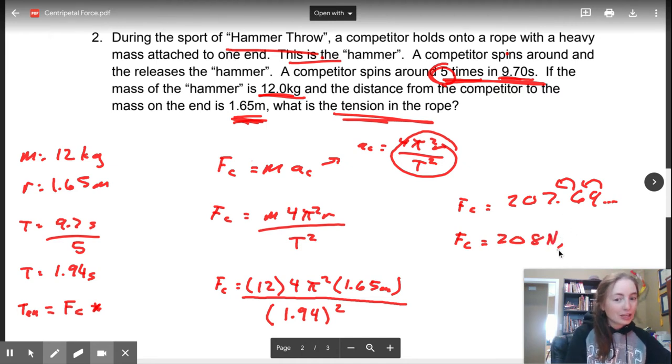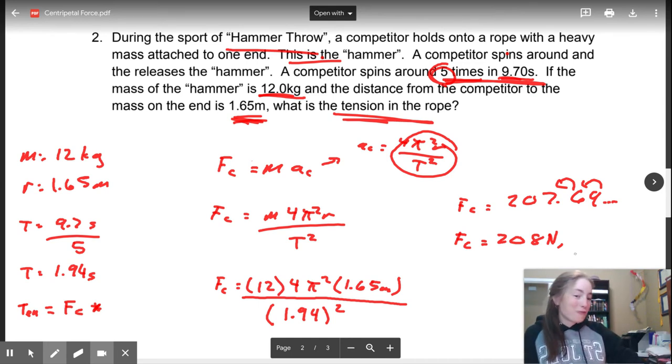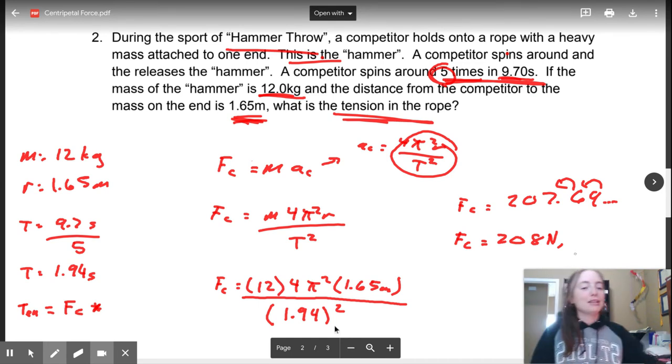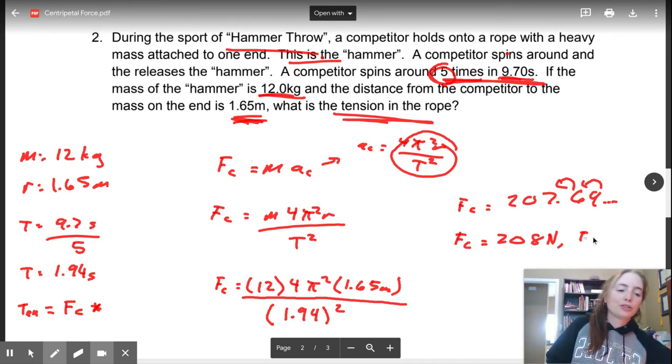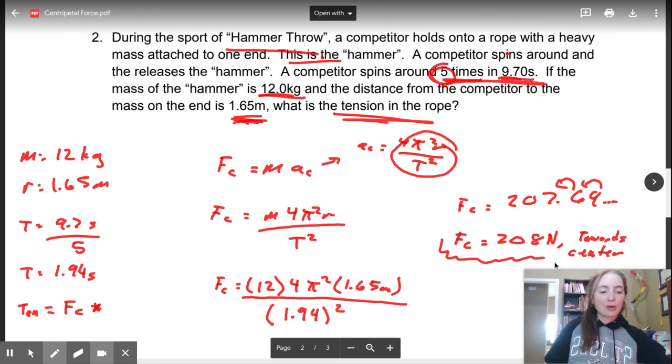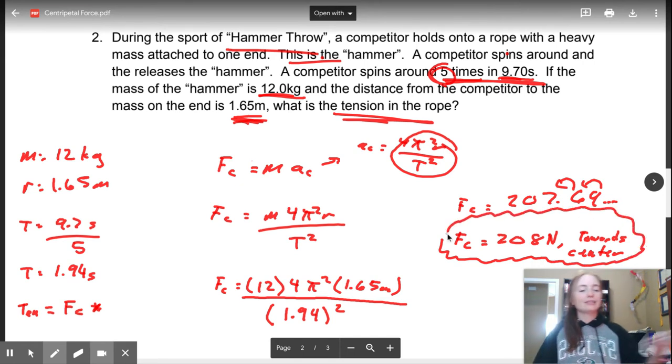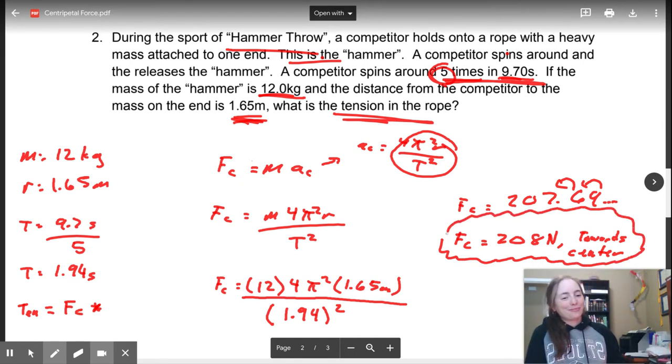And ladies and gentlemen, I said, what is the tension? I asked for what the centripetal force is. That means I want towards the center, or center seeking, or something along those lines for your direction. Cool beans? Cool beans. If I say what is the magnitude of the tension, do I care about the direction? No, I don't.